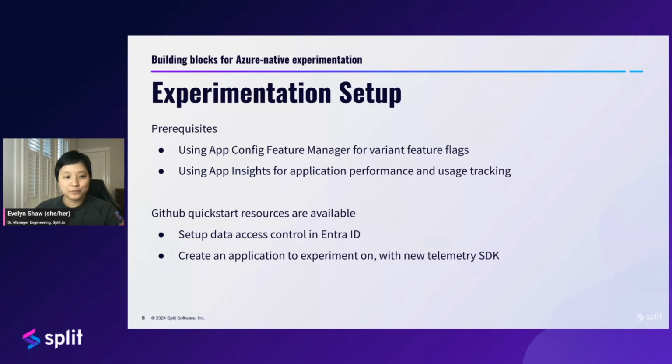In order to use split experimentation, we do have a few prerequisites. Namely, you have to be using Application Config Feature Manager for variant feature flags, and you also have to be using Application Insights for your application performance and usage tracking. We do have some GitHub Quick Start resources available, and they'll walk you through this entire setup process.